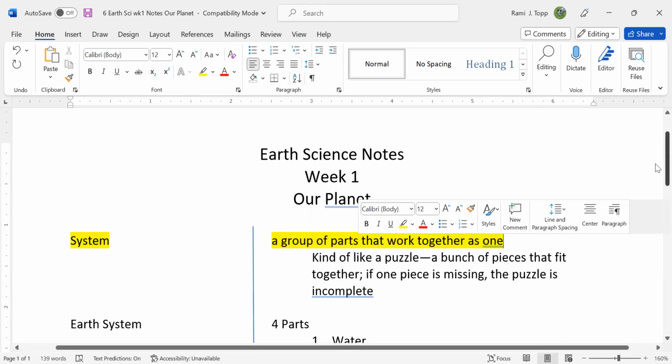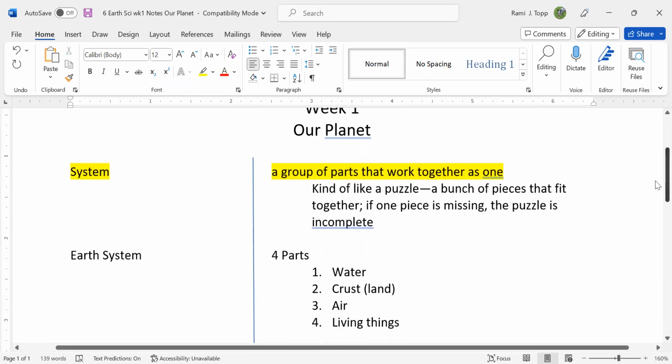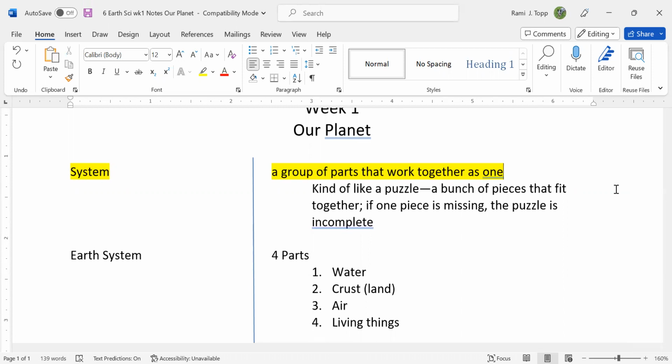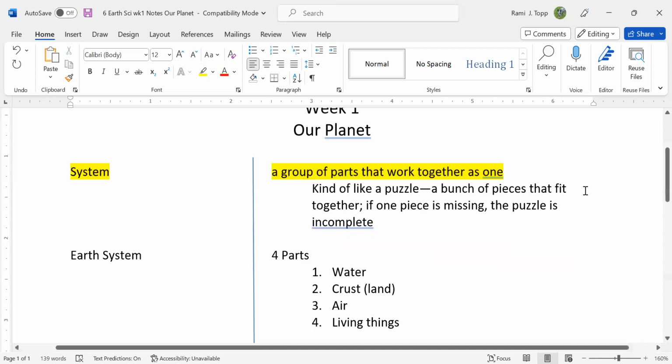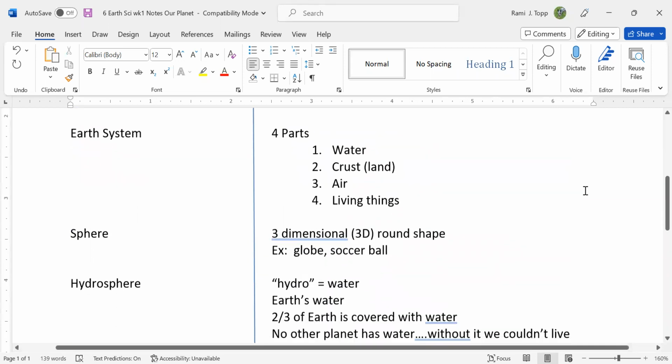Just a tidbit here. It's kind of like a puzzle. Bunch of pieces fit together. If one is missing, the puzzle's incomplete, and we're familiar with that. The Earth system has 4 parts. We have water, crust, or the land, air, and the living things on it. Okay, if you want to jot that down, you can, but we're going to break it down into very specific scientific words in our notes. So that's optional for you.